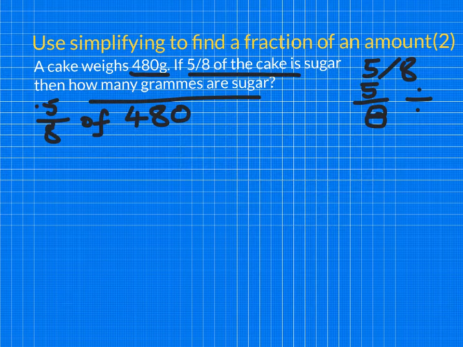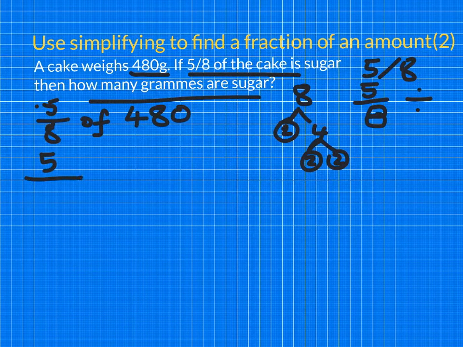5 is prime, so that's okay. And 8 can be broken into its prime factors. So 8 would be 2 times 4. And 4 is 2 times 2. So 5/8 can be written as 5 over 2 times 2 times 2, not forgetting that of means times.